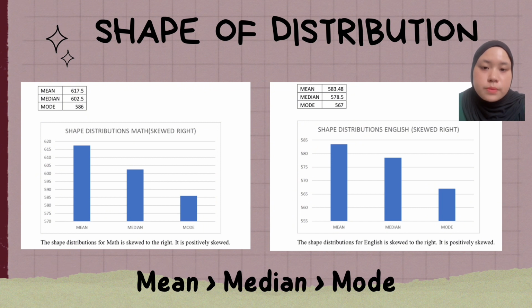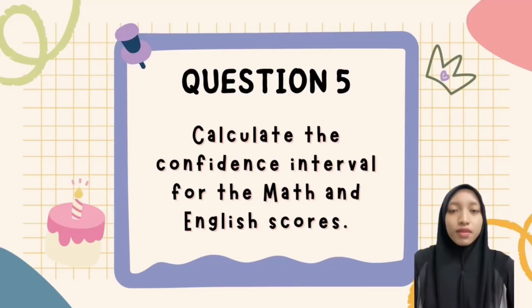Okay, so next, we look at English. Mean 583.48, median for English 578.5, and the mode for English 567. So it shows us the distribution is skewed to the right also.